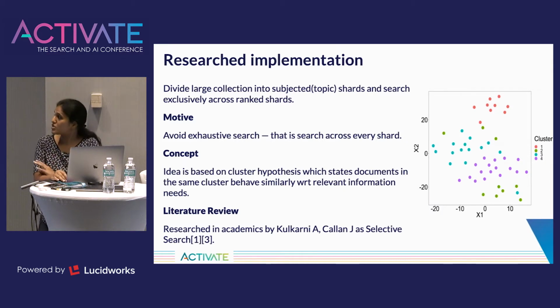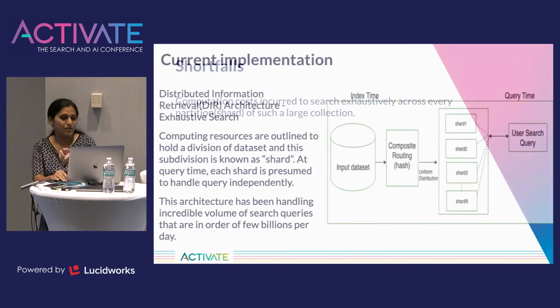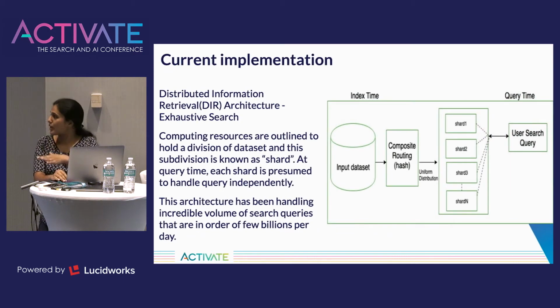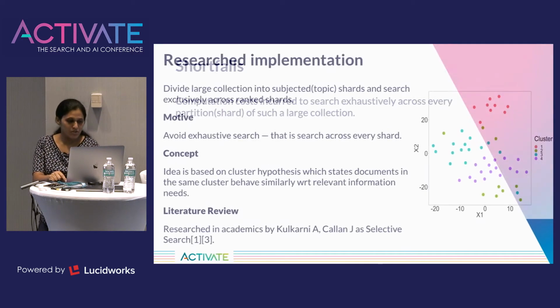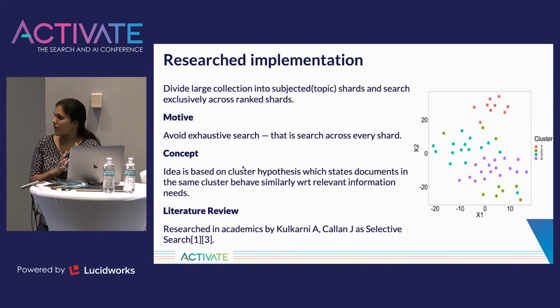So the motivation is to avoid these exhaustive searches that I showed in this slide. Instead of doing the search across all the shards, that's what I call exhaustive versus selective. So we try to search across fewer shards in the research implementation, so that we avoid that computation cost required per shard for the exhaustive search.